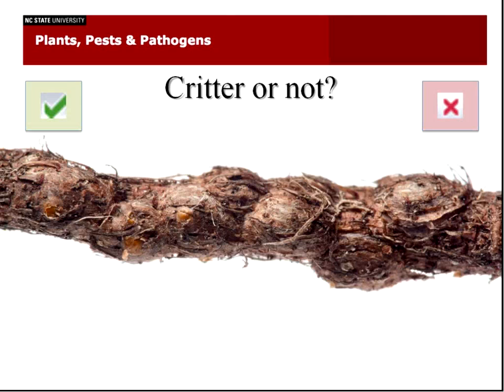Okay. All right. This is one of the thin stems, branches of an azalea. So, critter or not?